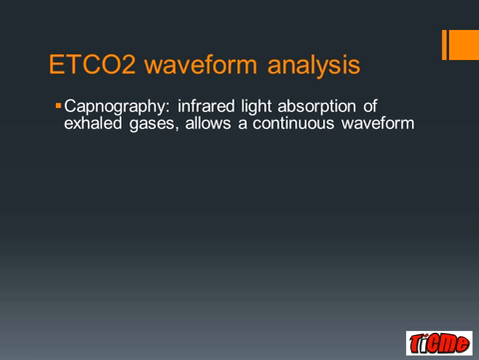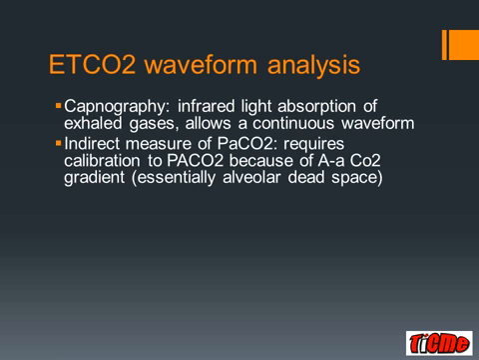Capnography uses infrared light absorption of exhaled gases to allow a continuous waveform. Remember that it's an indirect measure of the arterial carbon dioxide, and you require it to be calibrated to the alveolar carbon dioxide because of the alveolar to arterial carbon dioxide gradient. And remember we said before, that's essentially because of unventilated dead space.